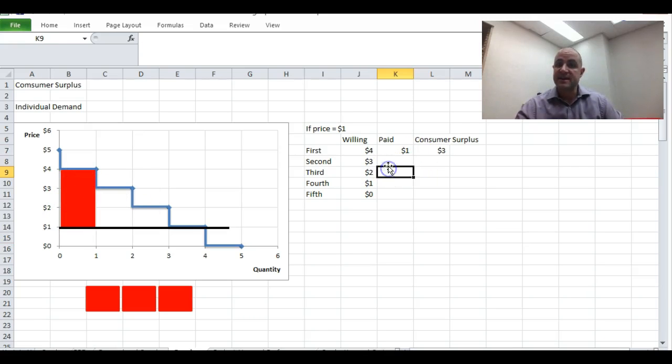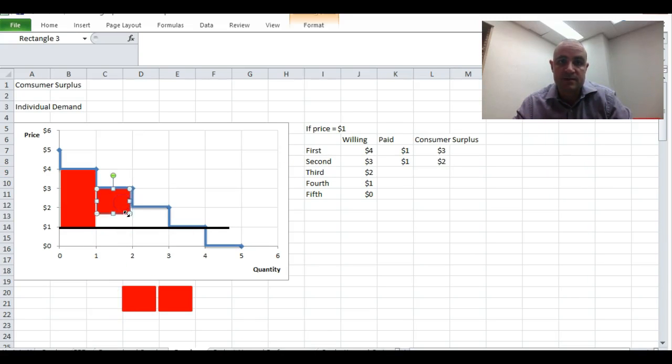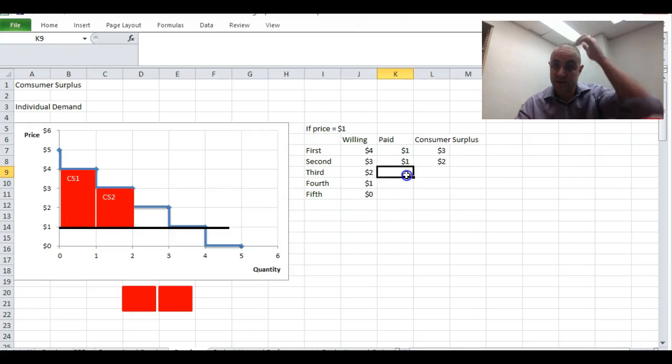Okay. So now let's look at the second. For the second, this person was willing to pay $3, only had to pay $1, and so consumer surplus had $2 extra. That's just the extra money from not having to pay the full price. And so it's going to look like this. Okay. So this is the consumer surplus on the second unit. This is the consumer surplus on the first.